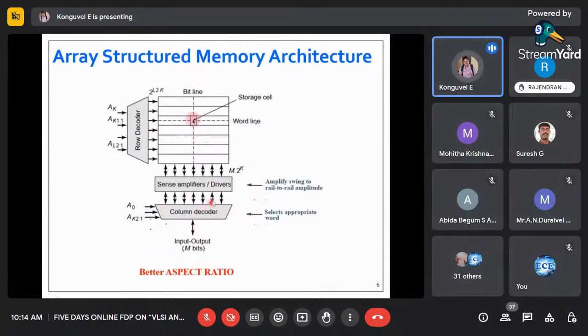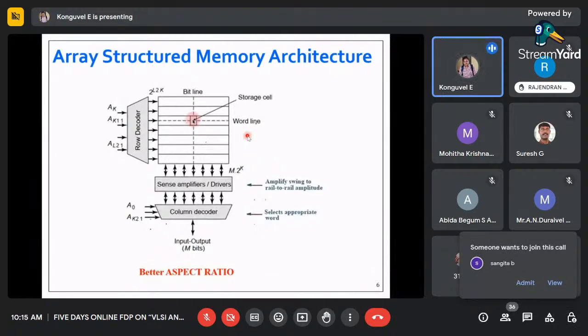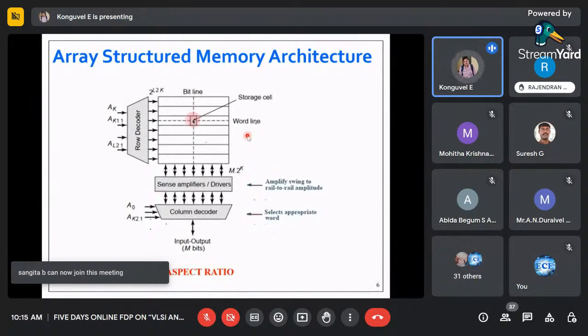And what is the use of the sense amplifiers? As I said, the other words and other bits are not completely powered off. As we are dealing with static circuits, these will always have a rail to rail swing. During pre-charge or after pre-charge, we may have a swing between 0 and VDD. During a read operation, we do not want to energize all the words and all the bits.